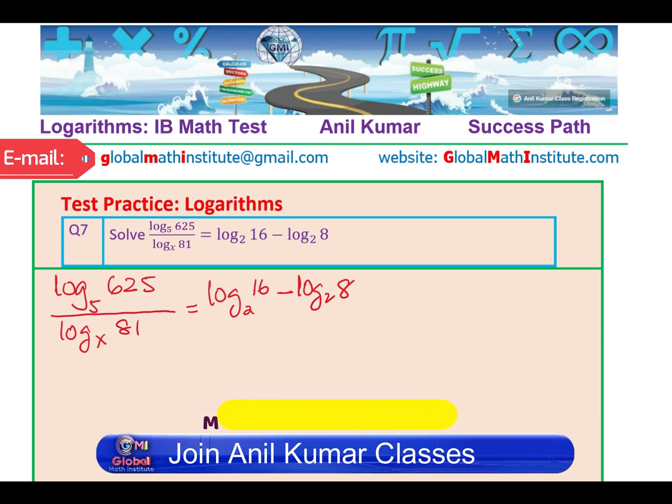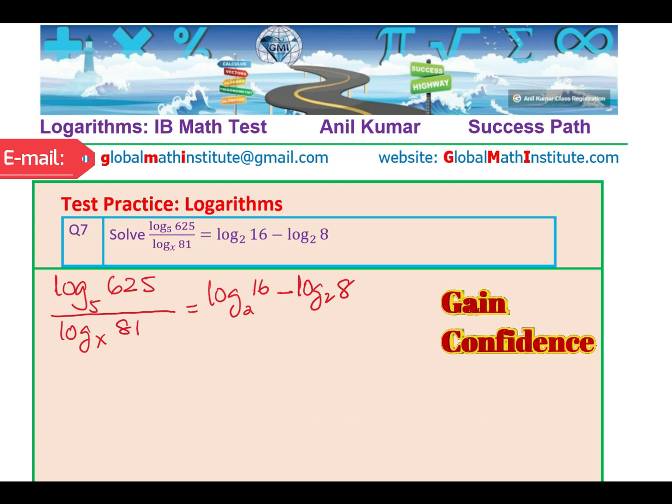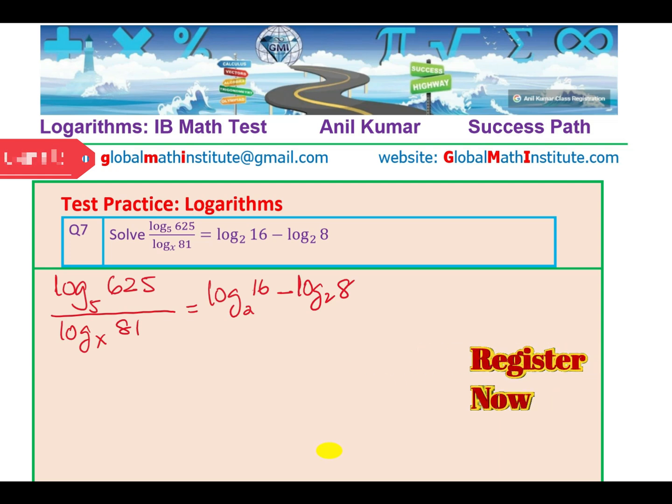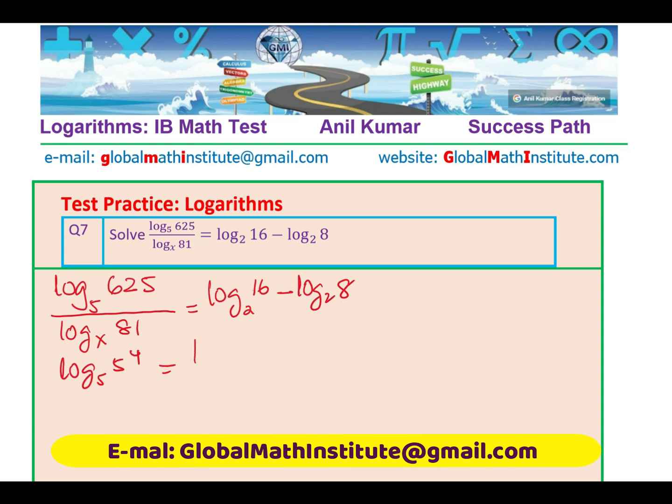Log to the base 5 of 625. So, 625 is 25 square. So 5 to the power of 4, right? So we could write that as 4, right? So let me rewrite this. So we get log to the base 5 of 5 to the power of 4. Makes sense? Okay. We'll take this on the right hand side. And here we have log to the base 2 of 16 divided by 8, right? So and then I'm multiplying this by log to the base x of 81. Makes sense? Correct. So we have a number here which is 4, right?